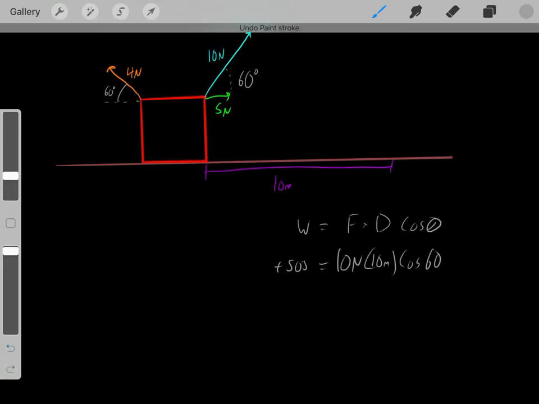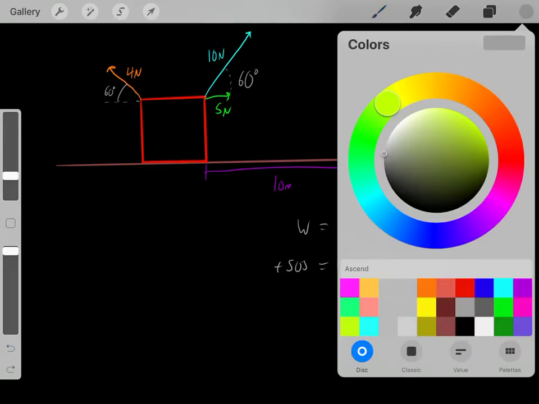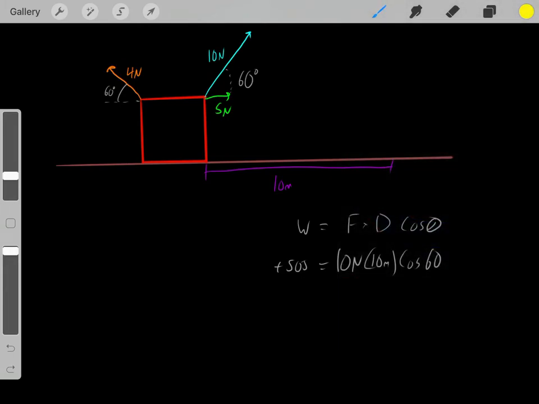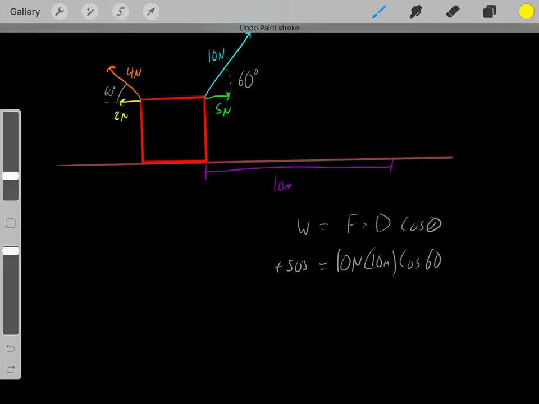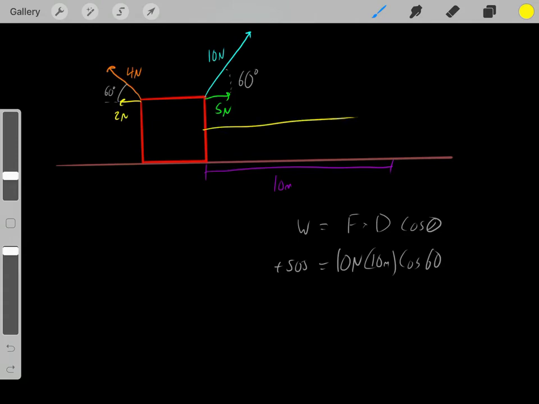And with some trigonometry, we would see that this component of the force would be 2 newtons. This 10 Newton force in this direction would have a component of 2 newtons in the opposite direction of motion. And we know this is the opposite direction of motion because in total, the net force would allow this object to move in this direction. So we know this is the direction of motion.